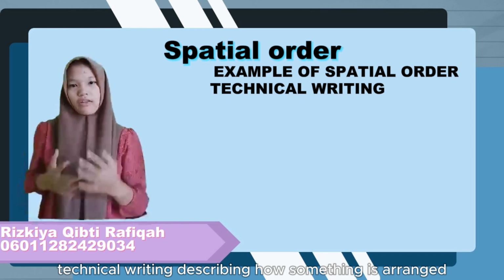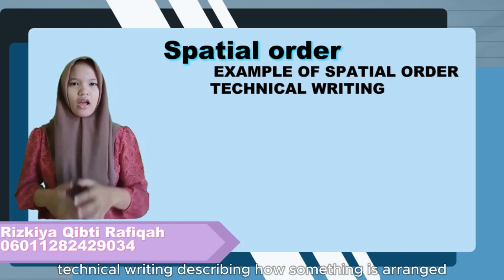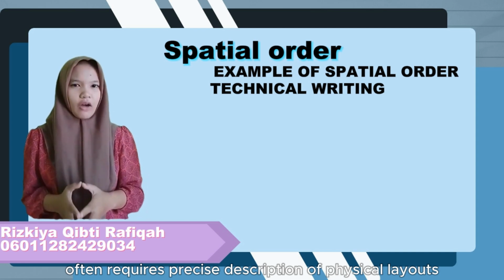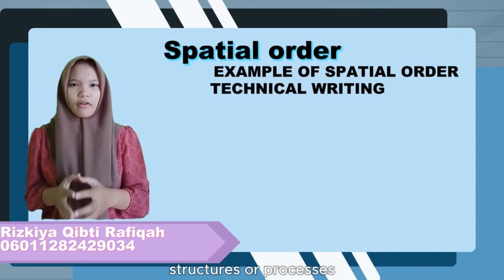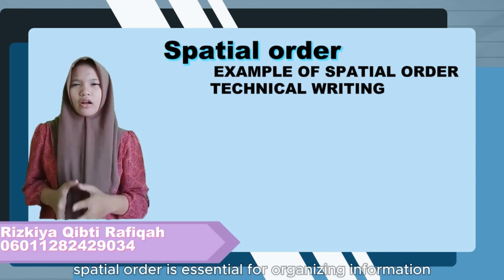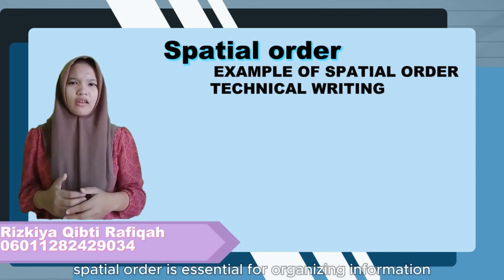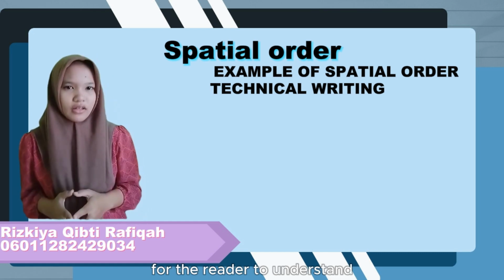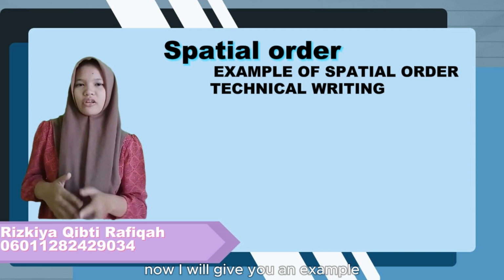Technical writing, describing how something is arranged. Technical writing often requires precise description of physical layouts, structures, or processes. Spatial order is essential for organizing information in a way that makes it easy for the reader to understand. Now, I will give you an example.